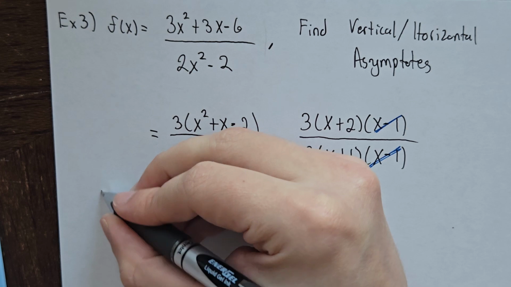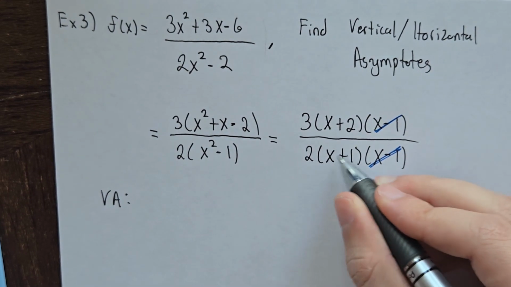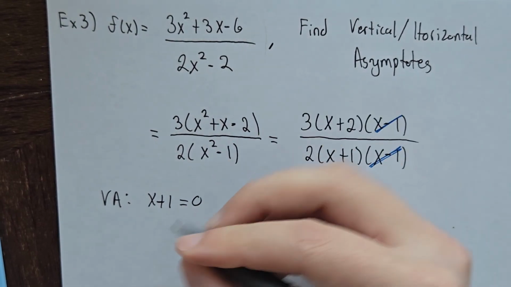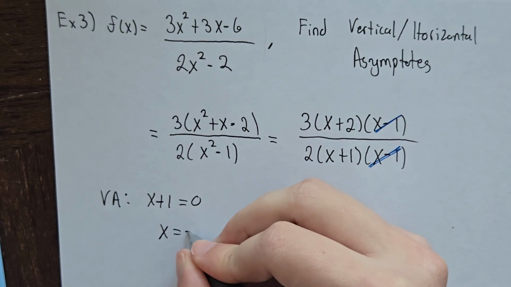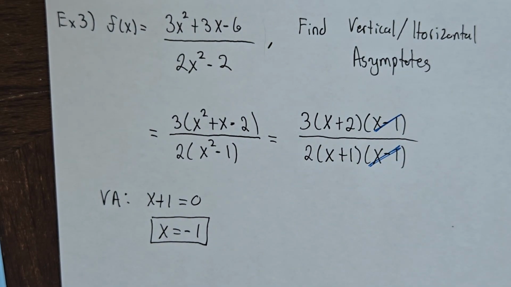So if I'm looking at my vertical asymptotes, that would just be where this x plus 1 piece is equal to 0. So x plus 1 equals 0, but that means that x has got to be equal to negative 1. So my only vertical asymptote on this function would be x equals negative 1. So we definitely need to be a little bit careful.